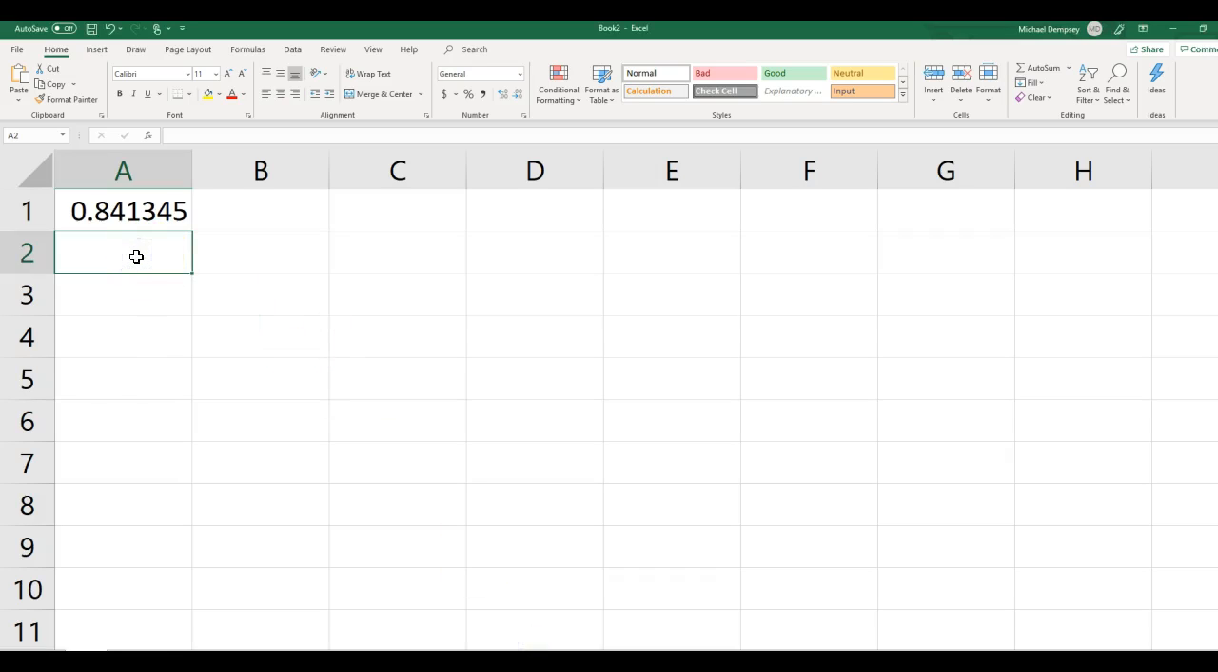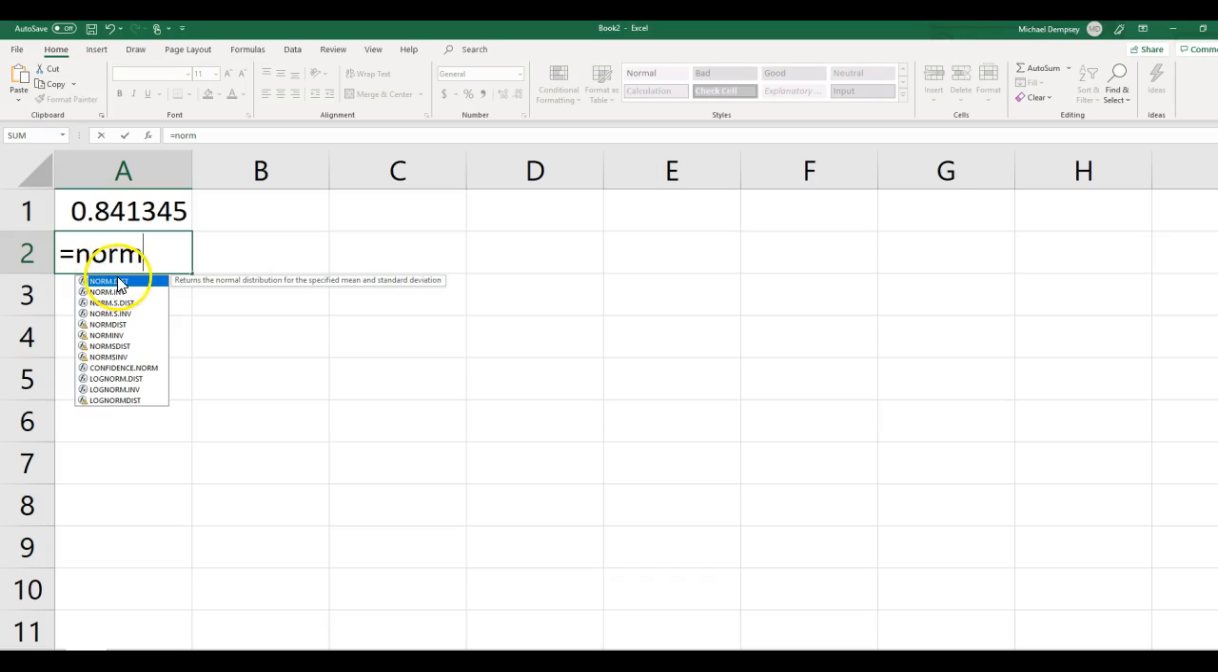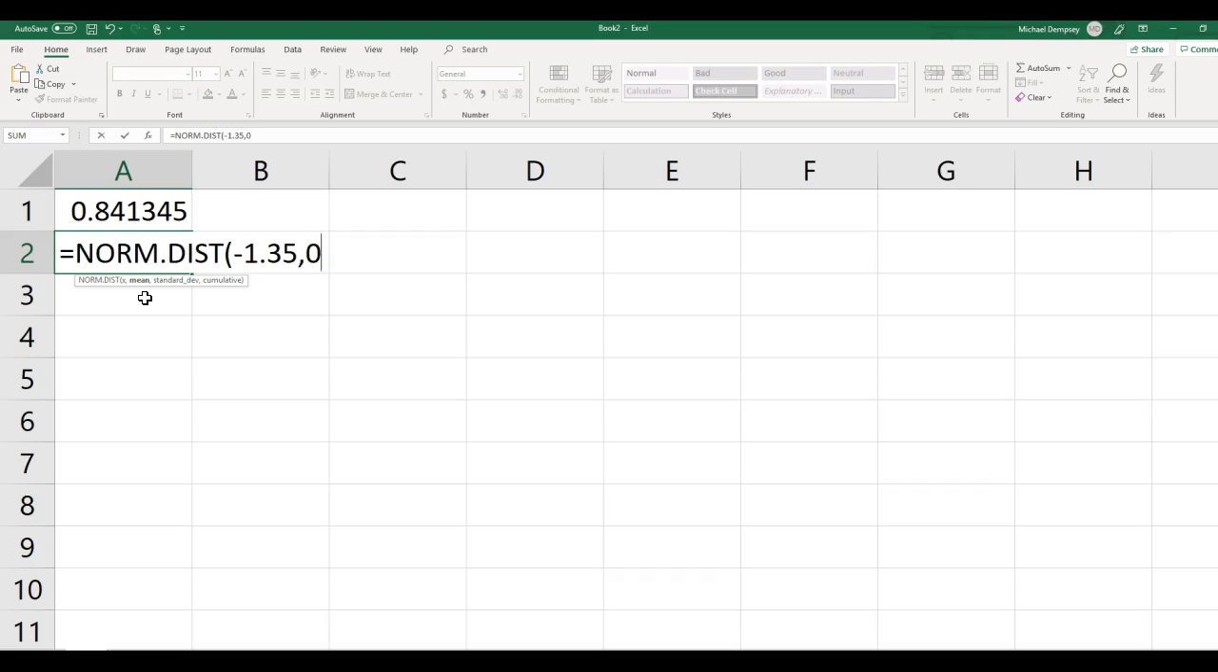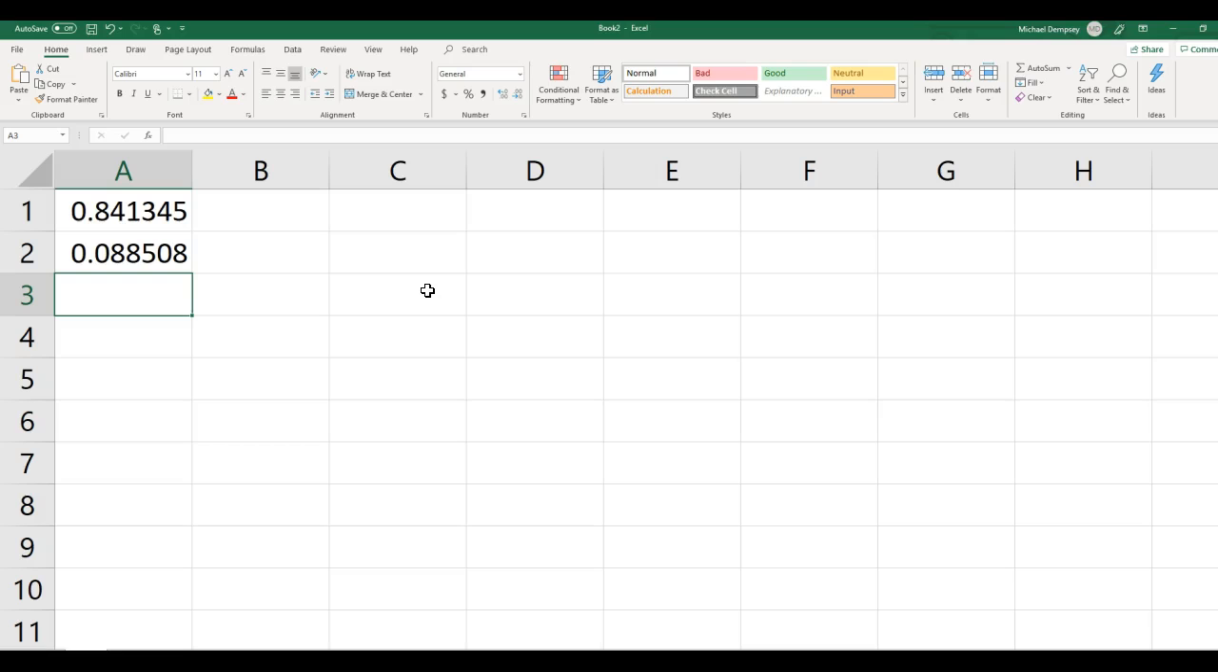I'm going to go equals, okay? And think about what this number should be. If you get a number that's bigger than 0.5, you should know something doesn't seem right with that. I start typing in normal. Okay, and now what do we have? Negative 1.35, that was my x value. What's the mean? In a standard normal distribution, it's even easier. The mean is always 0, and the standard deviation is always 1. And do we want cumulative? Yes, we do. Okay, so I have 0.0885.